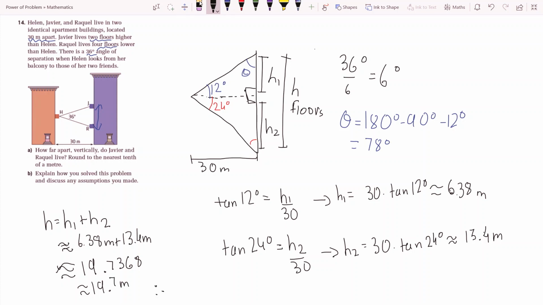So you can just make a nice therefore statement. Therefore, Javier and Raquel live 19.7 meters vertically apart.